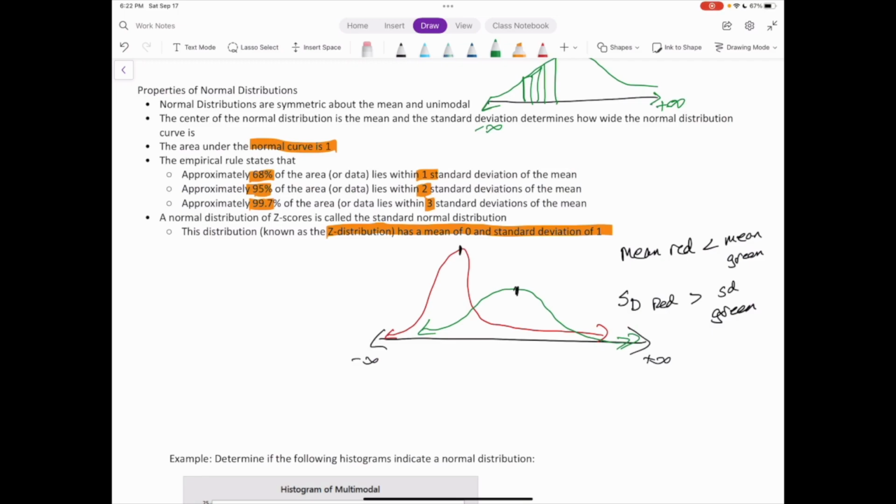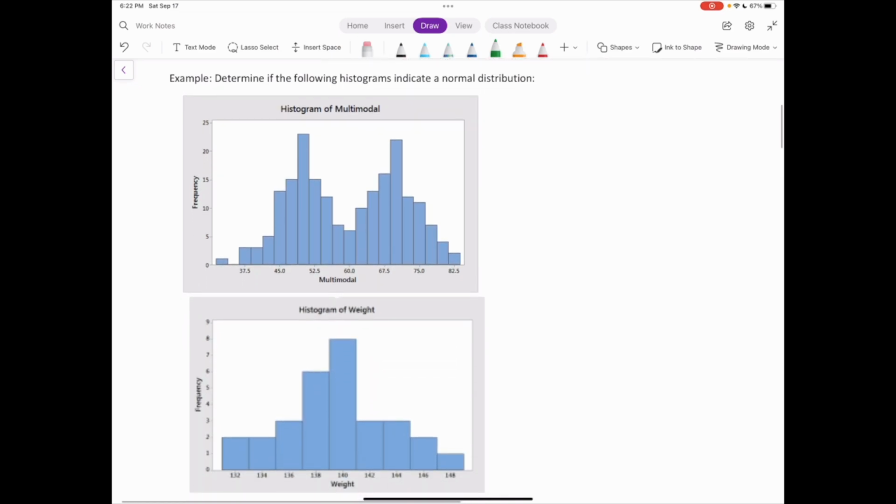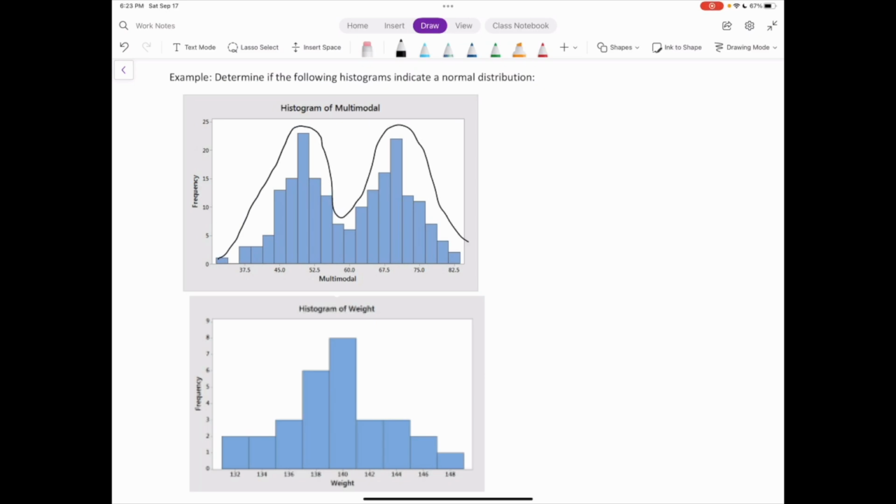All right, let's get into a few examples to see how we can use this information regarding the normal distribution. So first of all, we have a couple of histograms, and we want to indicate if these histograms give us normal distributions or not. All right, let's look at that first histogram here. If we were to draw a curve right around that histogram, you notice that it is not unimodal, right? There's not just one peak in this curve that we drew here. For that reason, this is not a normal distribution.